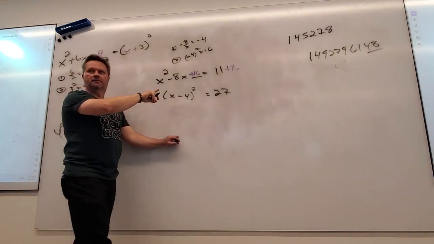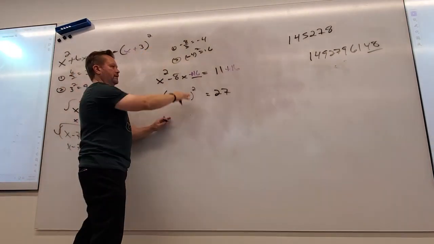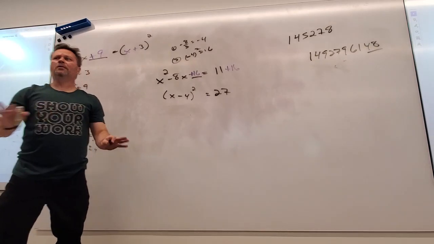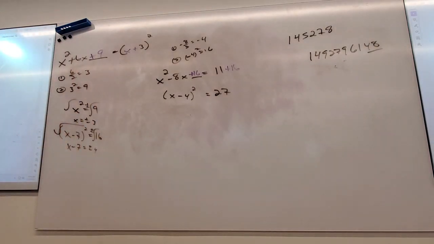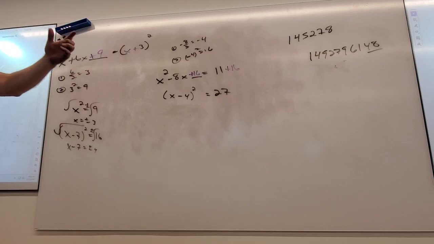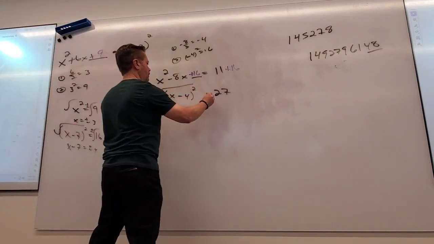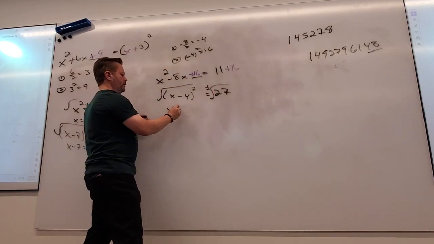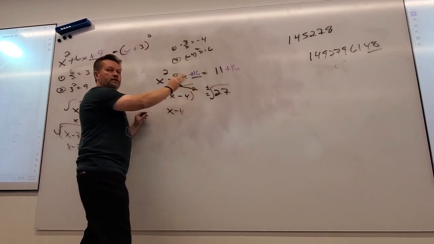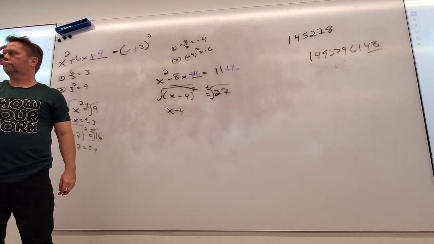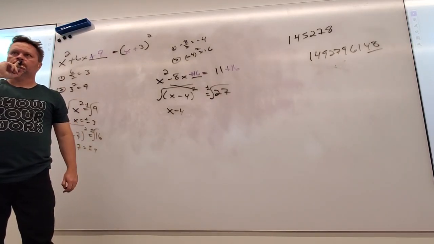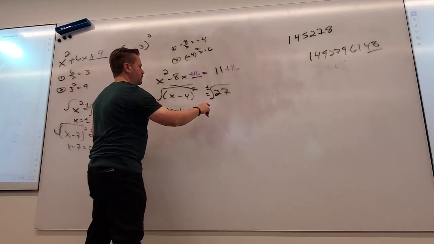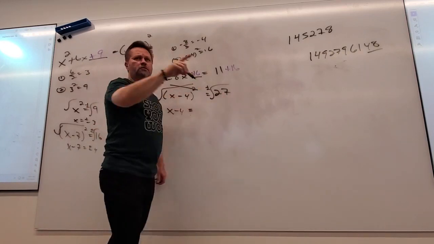What do I do now? Why did I do all that? And you're like, I have no idea why you do anything, John. What can I do now, just directly? Square root. I better put plus or minus. So I get x minus 4 because these kill each other, yes? Yeah, I like it. And over here I get, what is the square root of 27?